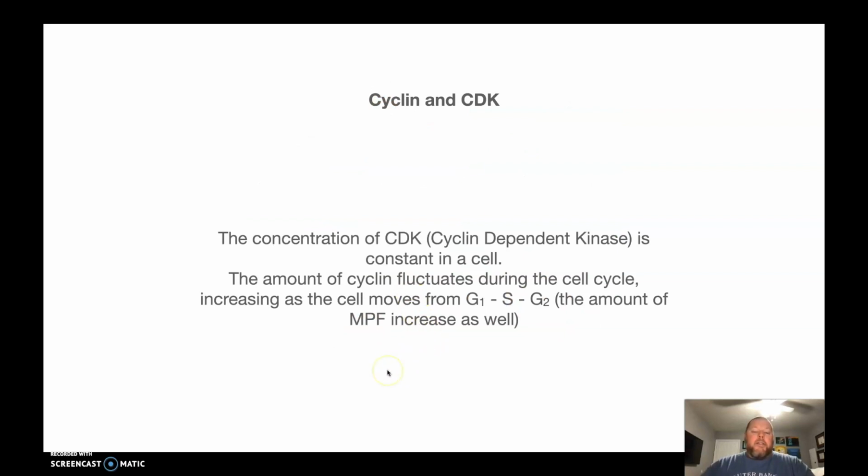All right, so the cyclins and the CDK, again, the concentration of CDK, that cyclin-dependent kinase, is going to be constant in the cell. What is going to change is the amount of cyclin, and that's going to fluctuate during the cell cycle. It's going to increase as the cell moves through interphase, through the G1, S, and G2 phases. And as a result, the amount of MPF will increase as well, because the MPF is the cyclin bound to the CDK.